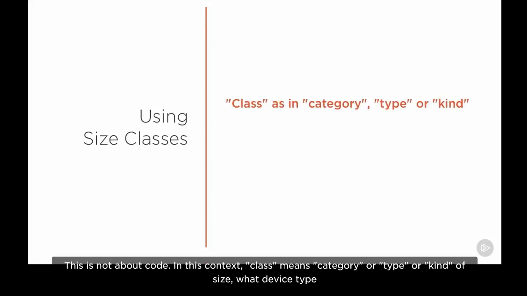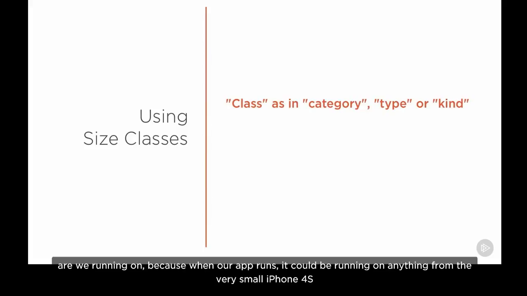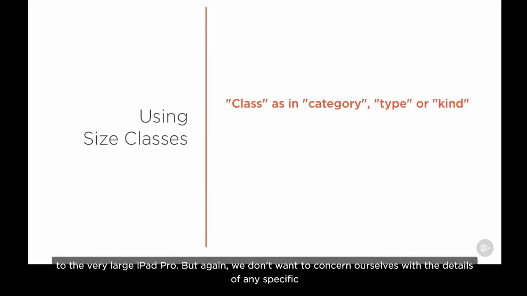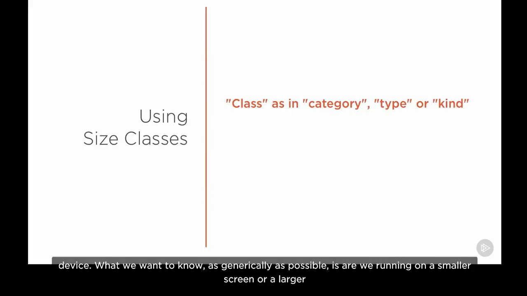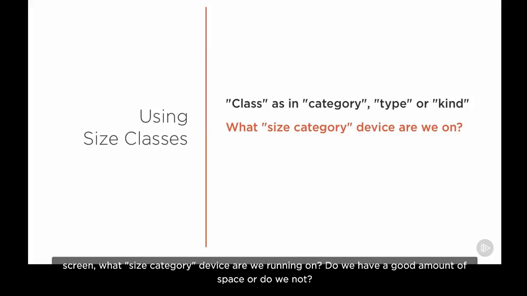In this context, class means category or type or kind of size. What device type are we running on? Because when our app runs, it could be running on anything from the very small iPhone 4S to the very large iPad Pro. But again, we don't want to concern ourselves with the details of any specific device. What we want to know, as generically as possible, is are we running on a smaller screen or a larger screen? What size category device are we running on? Do we have a good amount of space or do we not?